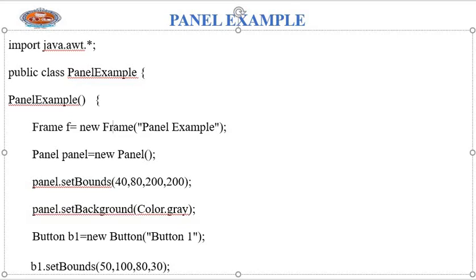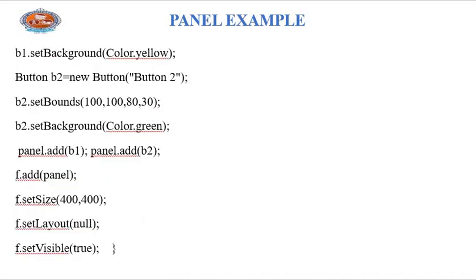Button b1 = new Button("Button 1"). b1.setBounds with size 50, 100, 80 and 30. Next, b1.setBackground(Color.yellow). Next, Button b2 = new Button("Button 2"). b2.setBounds with size 100, 100, 80 and 30. b2.setBackground(Color.green).